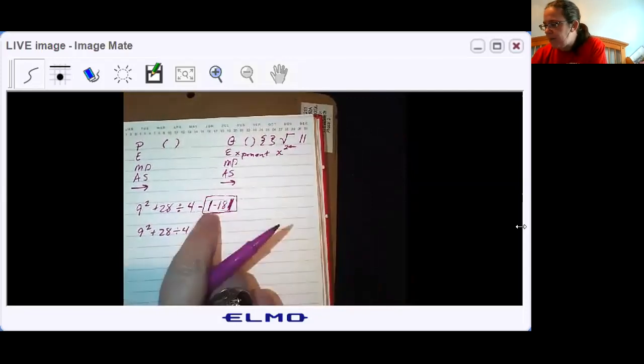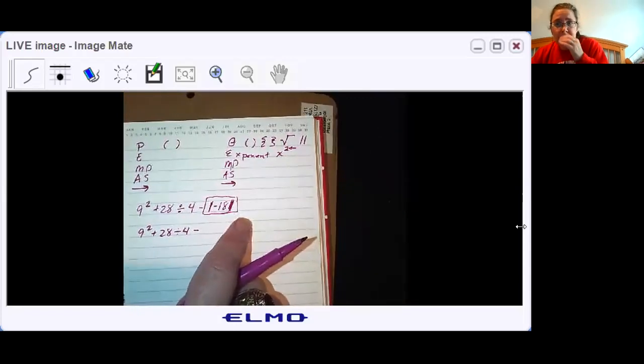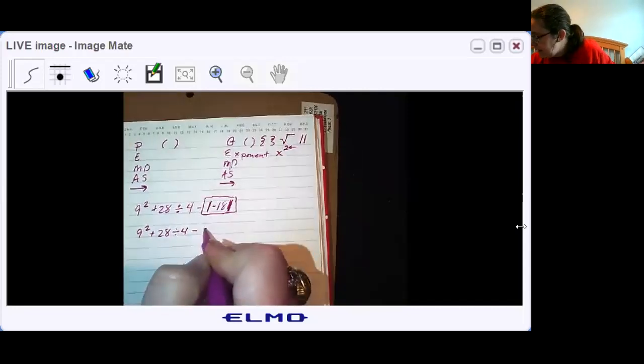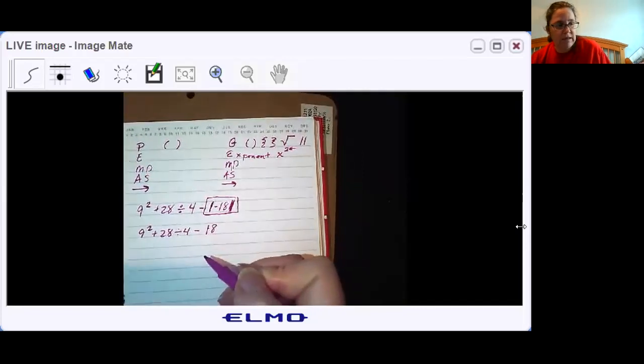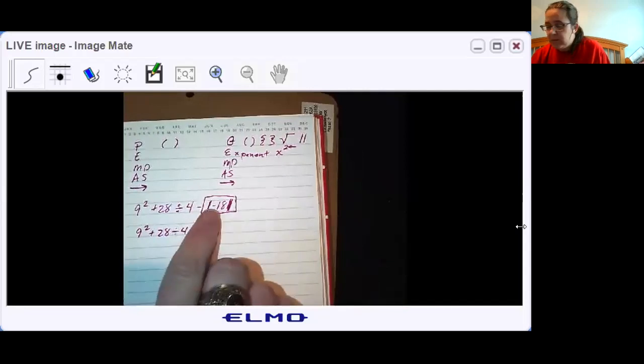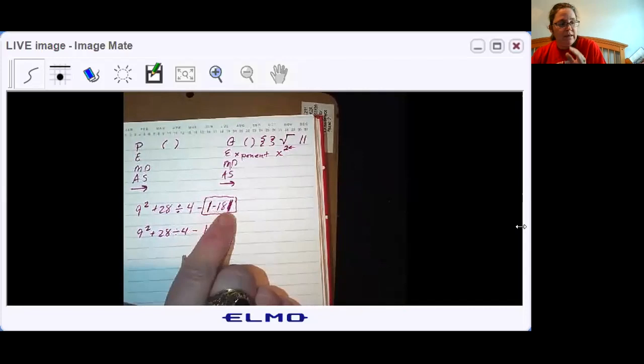Well, what's the absolute value of negative 18? How many steps from 0 did you have to take to get to negative 18? You had to take 18 steps from 0 to get to negative 18. The positive and the negative is your direction on the number line. The number itself is how many steps you take.